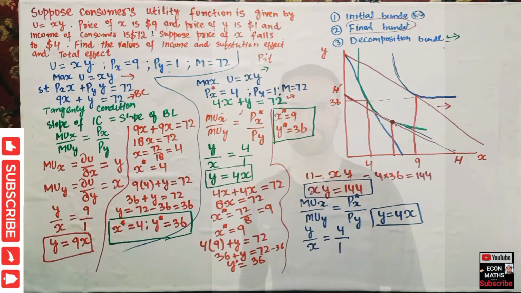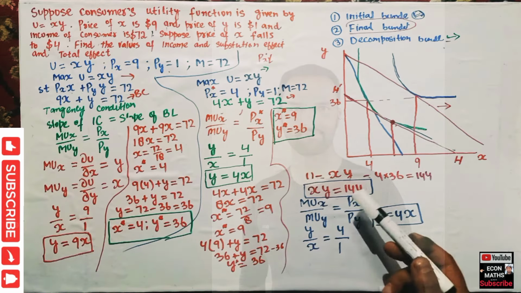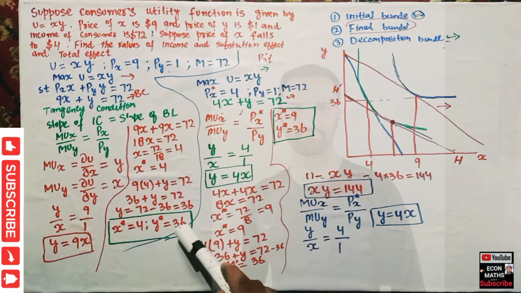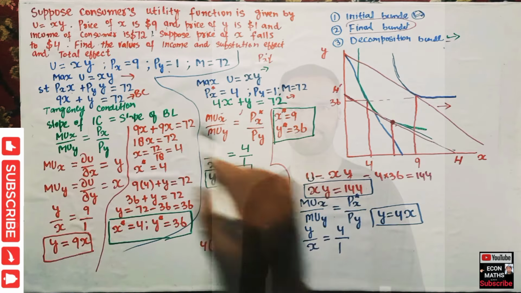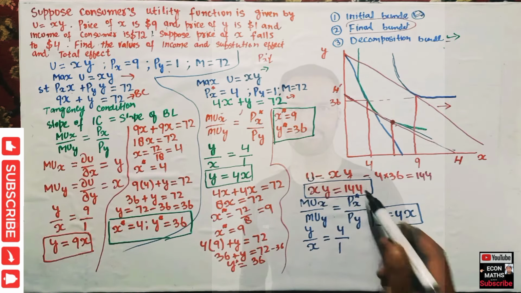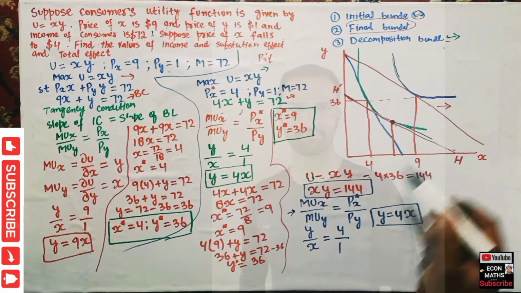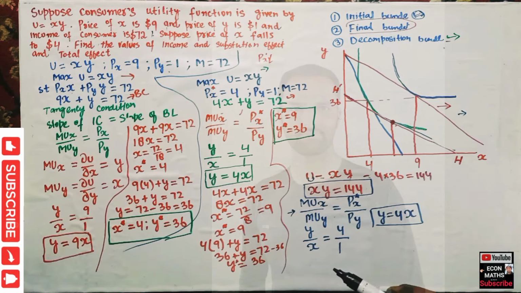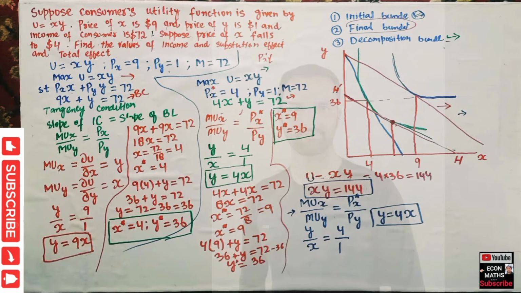I hope I am making myself clear up to now. To find the decomposition bundle, first we need to find the utility attained by the consumer with the initial amounts of x and y. So we plug the values of x and y into our utility function, and xy is equal to 144. After that, we need to find the tangency condition with the new budget line, that is, the new tangency condition when the price of x has changed.